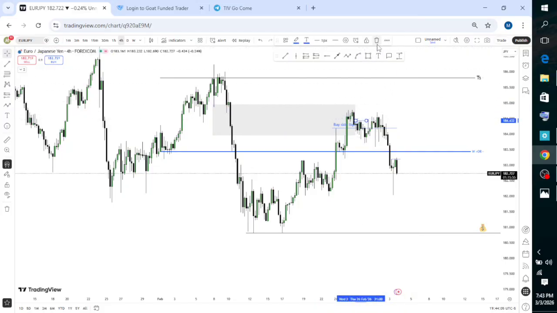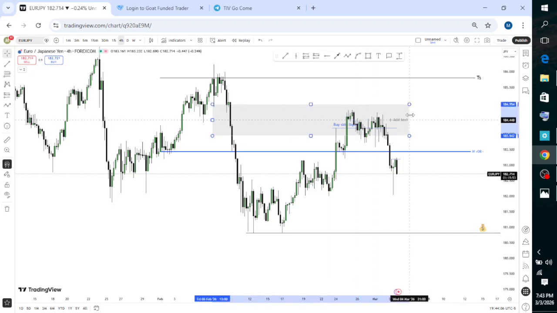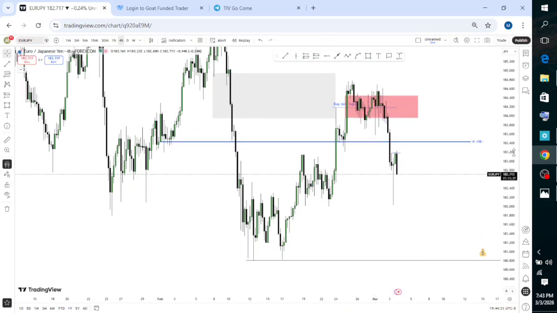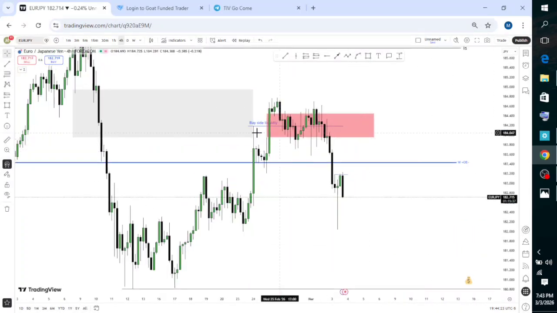The daily FVG, let me mark it up. So the previous daily FVG. Now price has taken sell liquidity, and this is the buy side liquidity. Then price disrespected this IFVG. You can see we have an IFVG here. Price disrespected it.